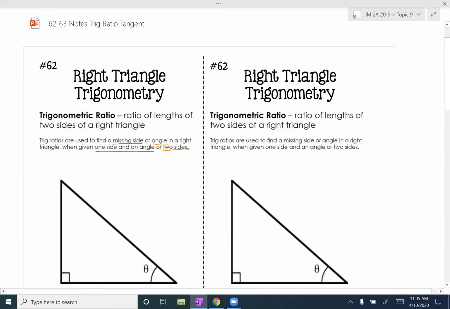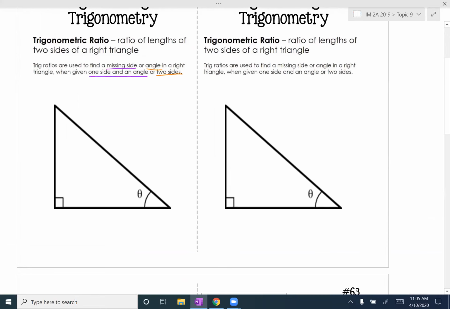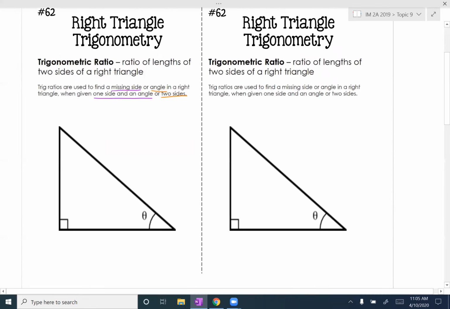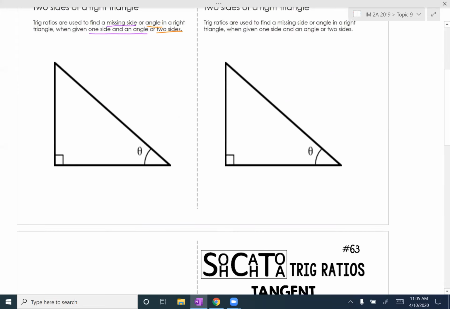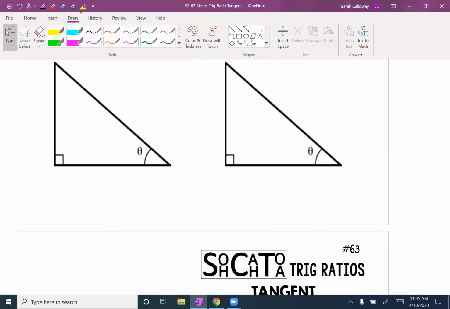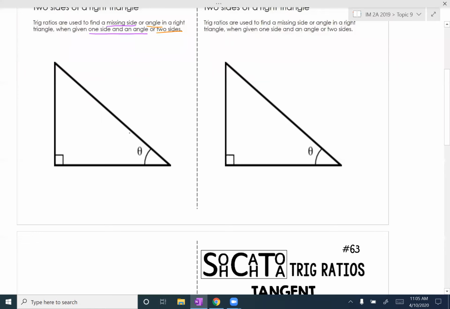A trig ratio is a ratio of the lengths of two sides of a right triangle. What we're going to start with here is a little bit of vocab and some preparation for how we set up a problem when we're going to use trigonometry. I'm just writing on the left because these are the same page on either side, so whichever one you're writing on, that's fine too. In this diagram, I want you to notice this symbol here.